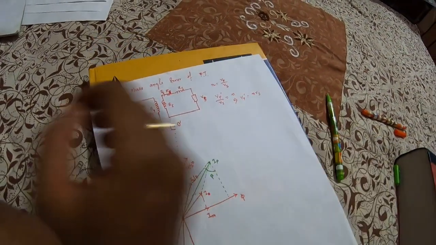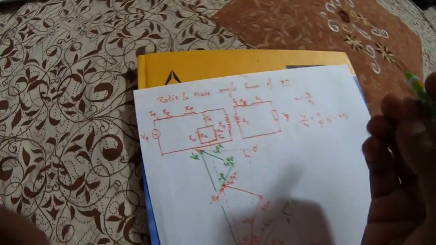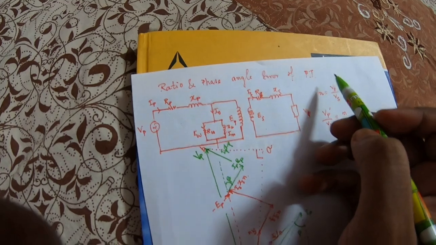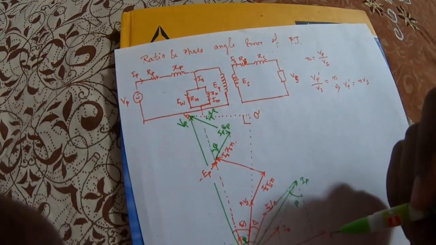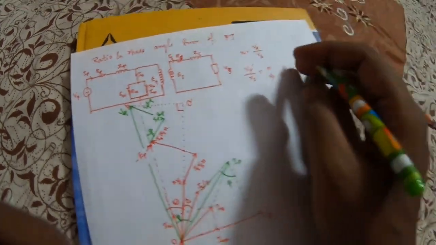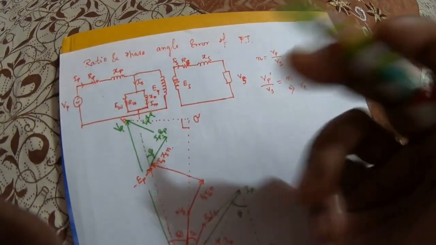Good afternoon, students. Today we are going to study the ratio and phase angle error of a PT. Today, in the first part, we will study only the ratio error. So, you know what the ratio of a potential transformer is.